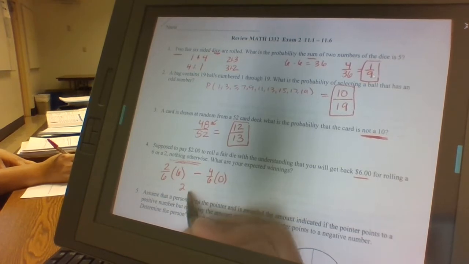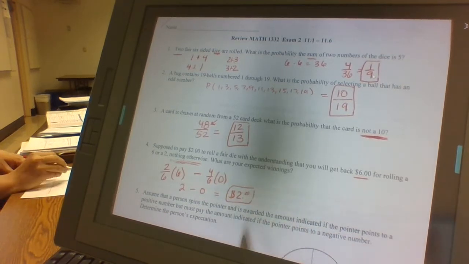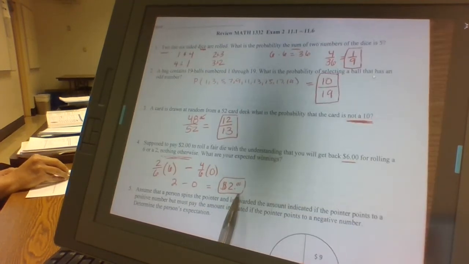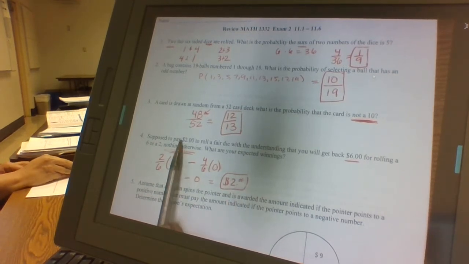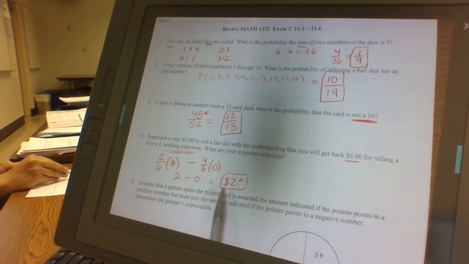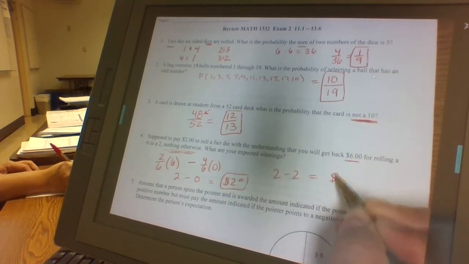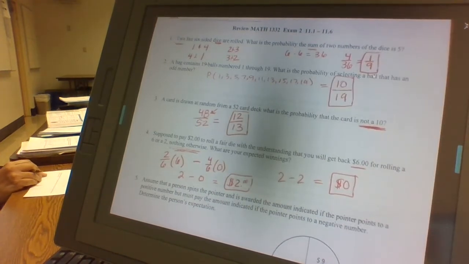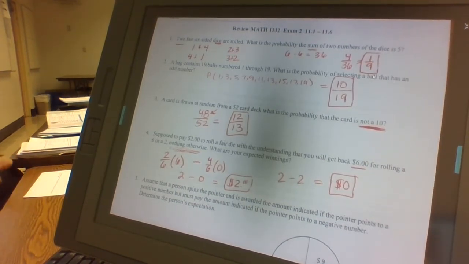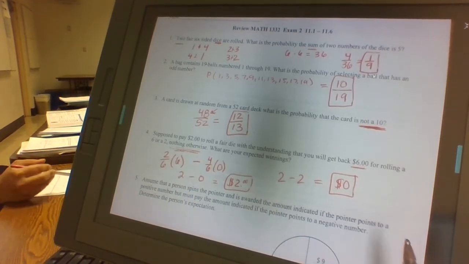What's 2 minus 0? It's $2, right? Now this is how much you could win, but how much did you just pay for your ticket? $2. So do you really make any winnings? No. 2 minus 2 is 0. Your winnings are $0. Now, if my ticket would have been just $1, then at least you would have made $1.